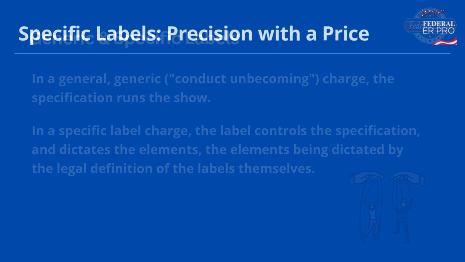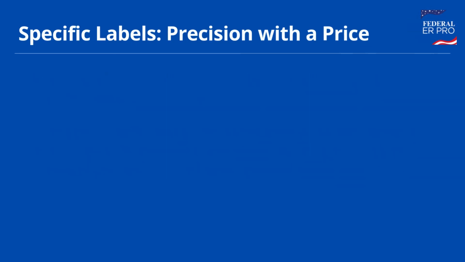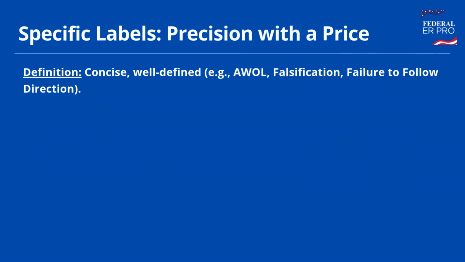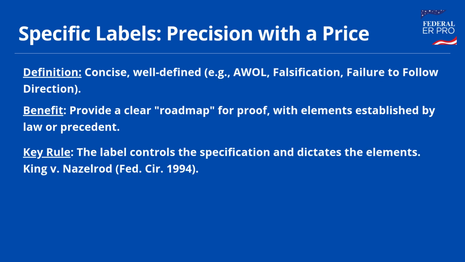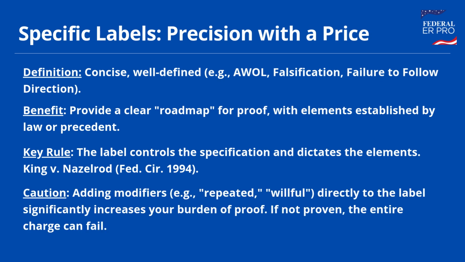Specific labels offer precision. They are concise and well-defined, examples being AWOL, falsification, or failure to follow direction. The benefit here is a clear roadmap for proof, with elements already established by law or precedent. The key rule is that the label controls the specification and dictates the elements, as seen in King vs. Nasalrod. A word of caution, adding modifiers like repeated or willful directly to the label significantly increases your burden of proof. If these modifiers aren't proven, the entire charge can fail.